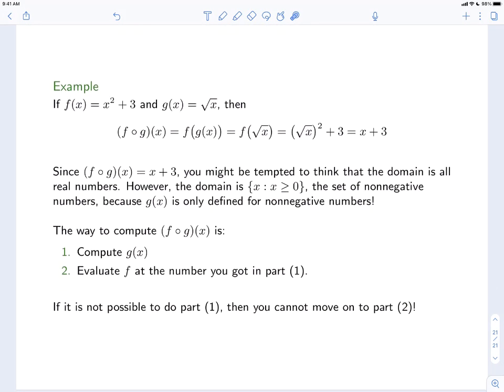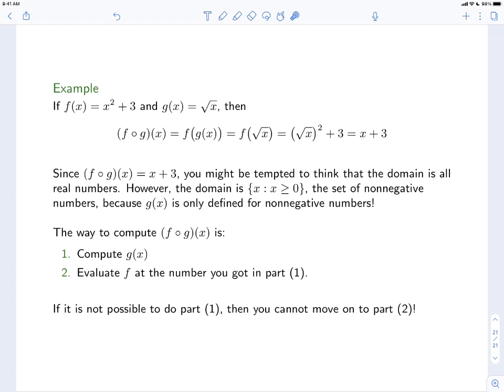So here's our example. f at x is equal to x squared plus 3, and g at x is the positive square root function. So what happens if we look at f composed with g? That means evaluate f at g at x. The thing that's on the right is the thing that you evaluate first. So g is on the right. So you plug x into g, compute g at x, and then you plug that into f.